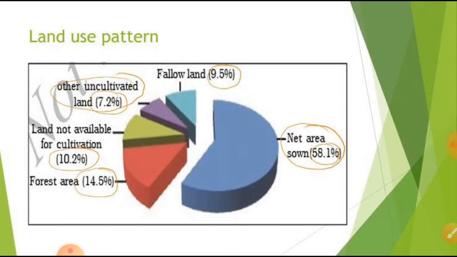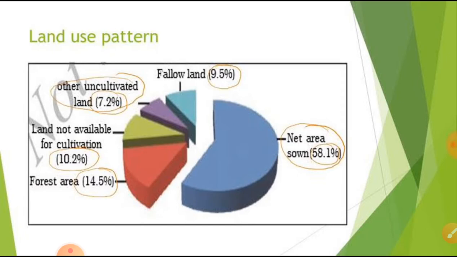We studied 5 different types of land utilization, and you have to remember the meaning of land utilization, the meaning of pattern of land utilization along with the percentage. You have to remember pattern of land utilization with the percentage. I repeat once, the highest is net area sown in Karnataka. Its percentage is 58.1%. Second highest type of land, forest area, 14.5% forest area can be seen in our state.